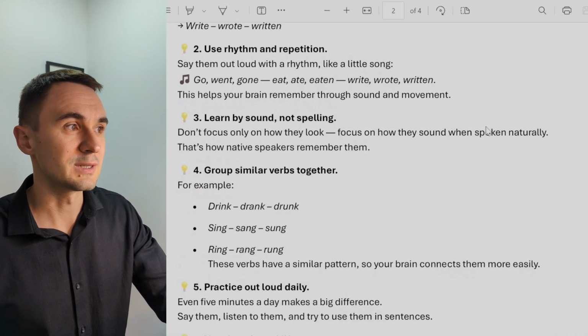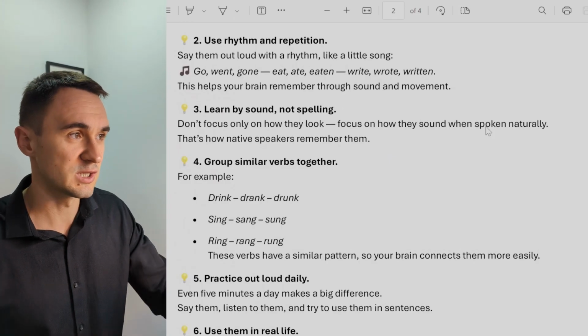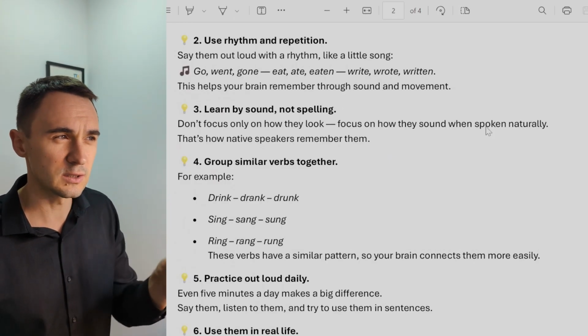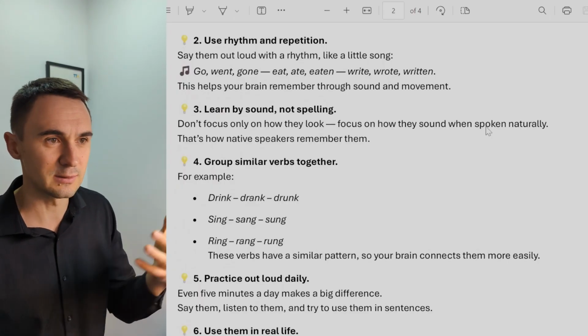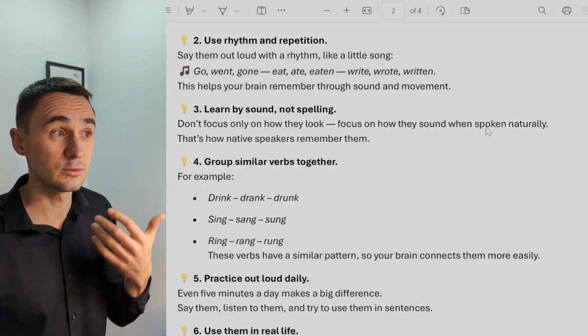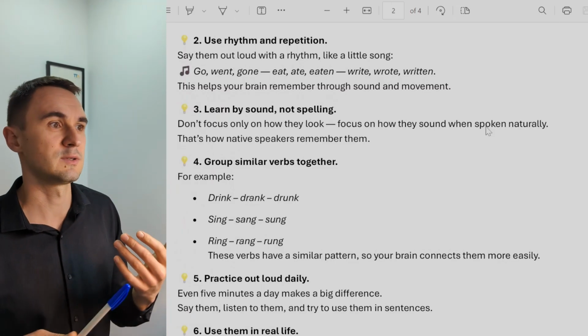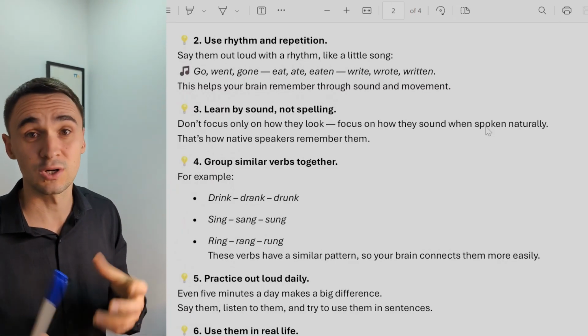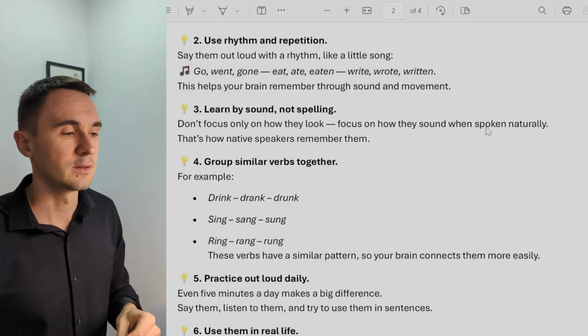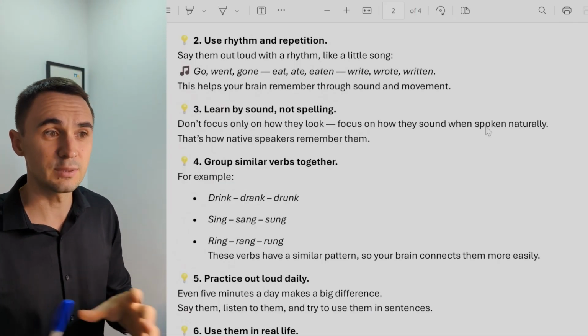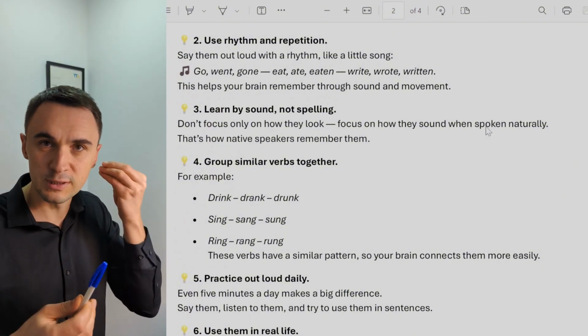So the third point is learn by sound, not just spelling. So of course, don't focus only on how they look. Don't just look at the text, look at the table and just see them. You have to repeat them out loud. So you have to, of course, figure out how to pronounce them correctly. So this chanting is very important, but I think the best result can be achieved when you look at them and you listen to them.